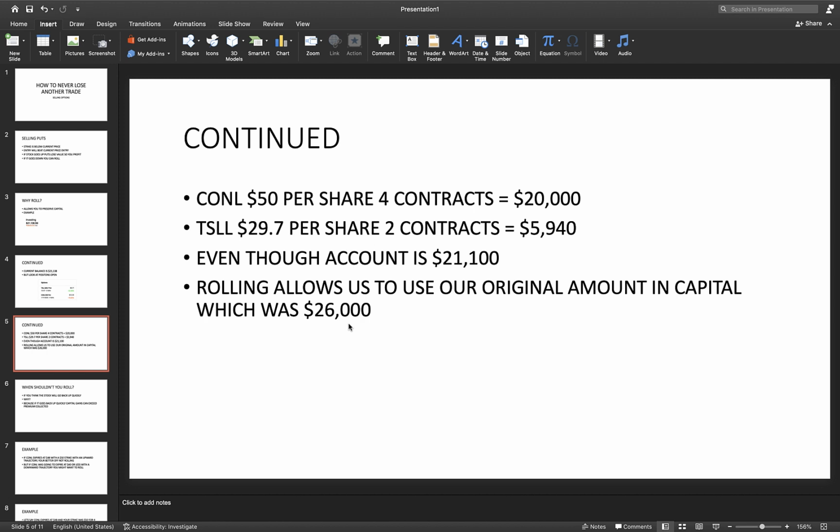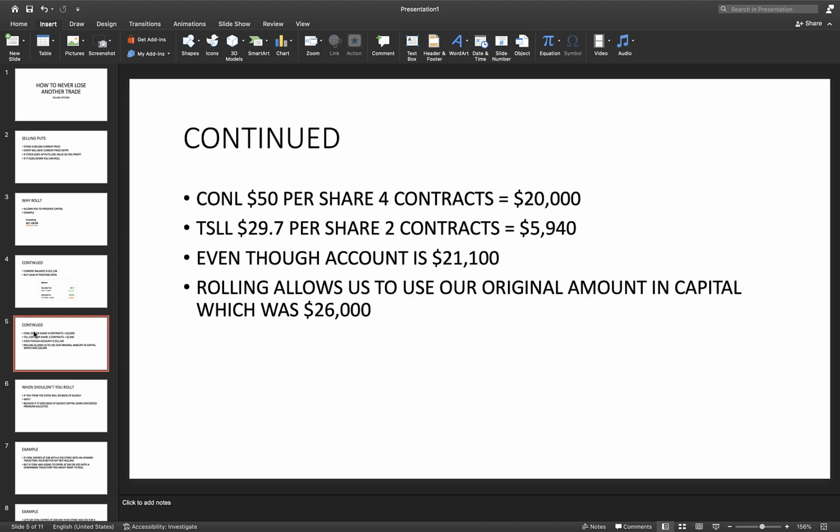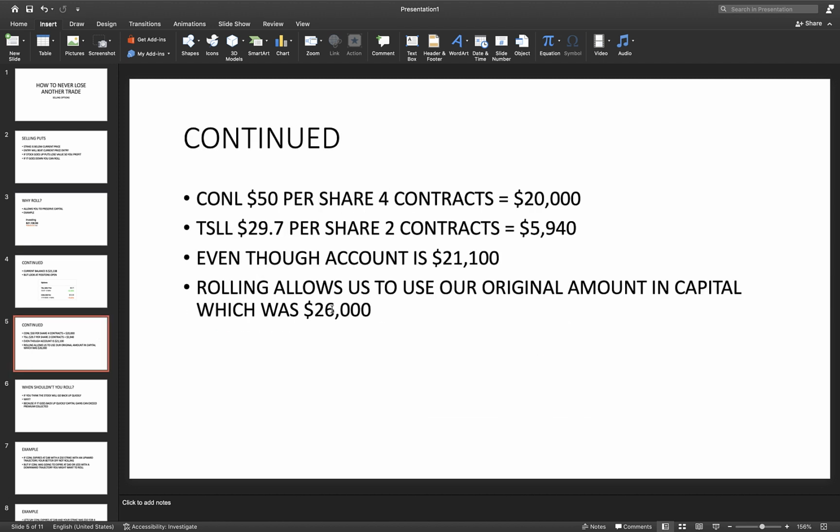So rolling is what allows that. Rolling allows you to use the original amount in capital from when you took the trade. So when I opened this CONL position that has lost us all of our account profit, since I rolled it, it allows us to act as if we hadn't lost anything, because at the moment we really haven't. So even though the account reflects a loss, the reality is since we've rolled, we're still at 26.